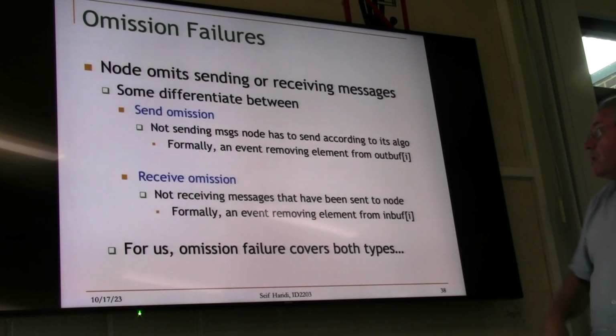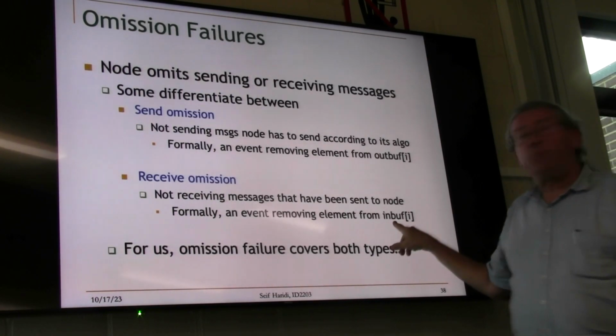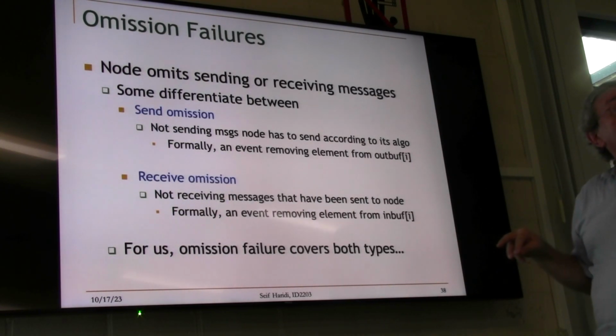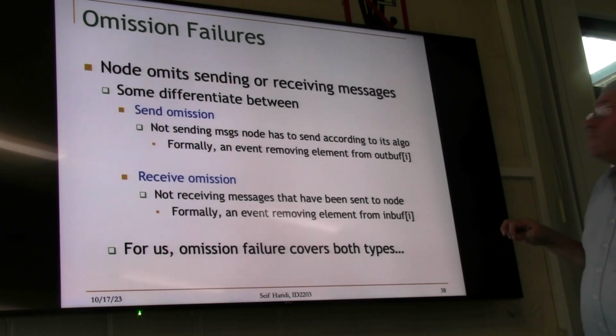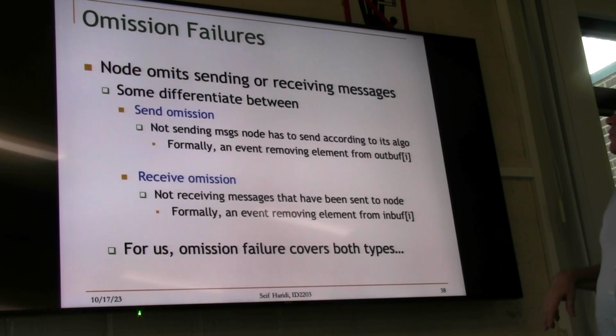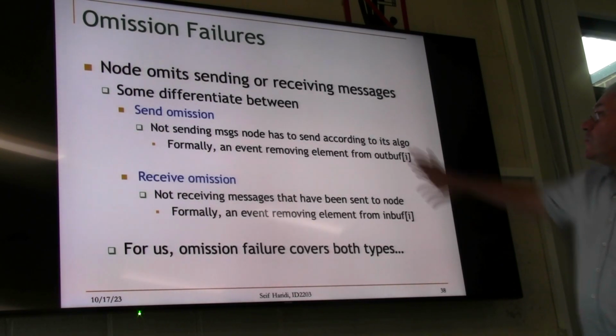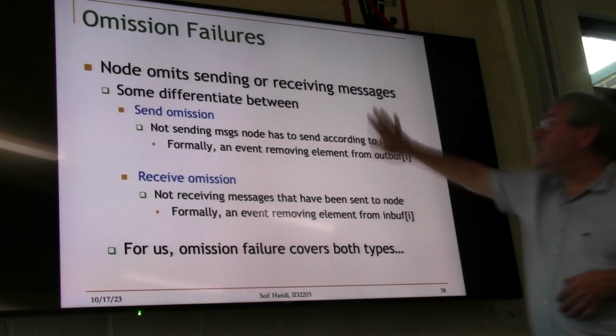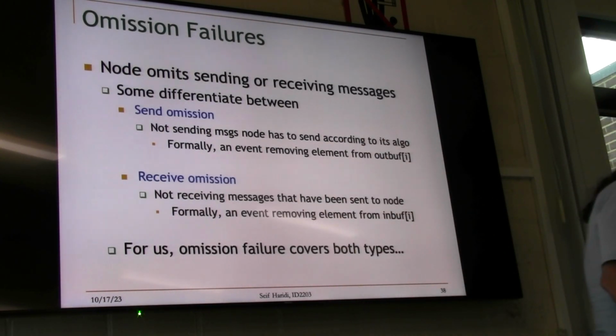Just boom, disappears. Or an element disappearing from the inbuf. In real life, this happens when messages are corrupted in some way, for example, and the system does no checks or just ignores the message. And sometimes, if there's a lot of noise, electromagnetic noise, you can have lots of omissions, okay? So this kind of failure is only on the messages.